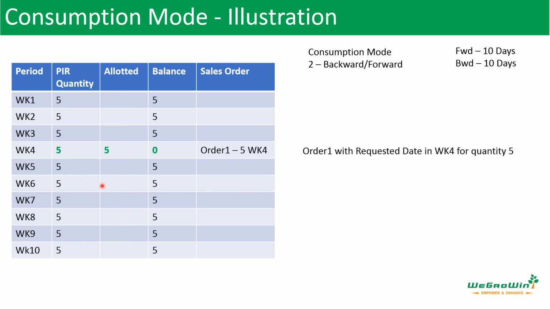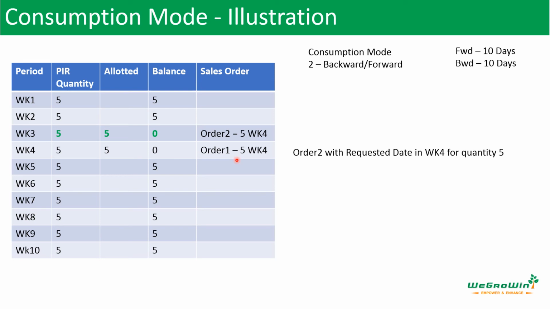Now we are in week 4, and we are getting an order with week 4 as the requested date. Order 1, 5 numbers. So the plan is consumed here, and the remaining plan is not there. It becomes a firm order of 5 numbers. The forecast is removed by the firm orders.